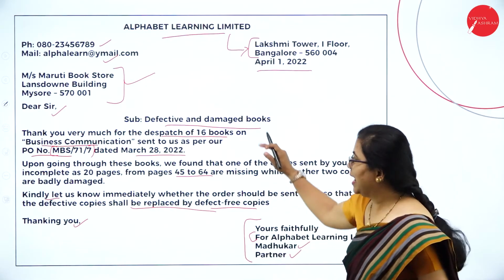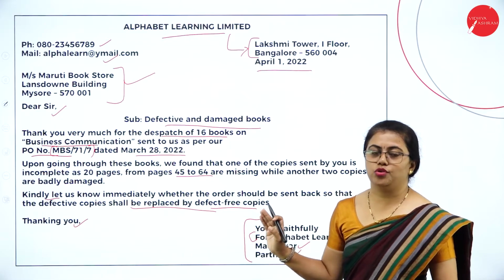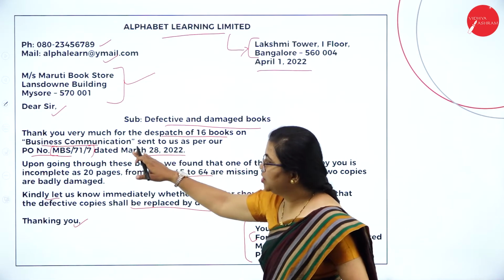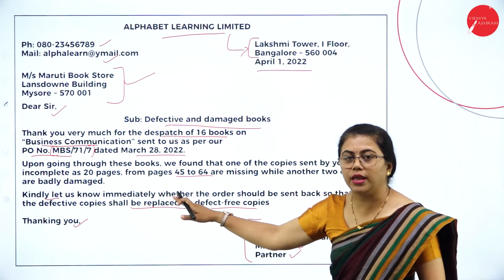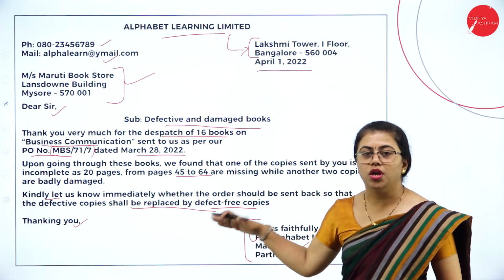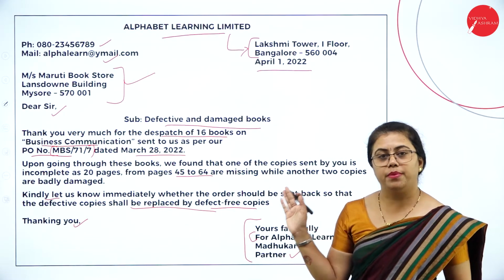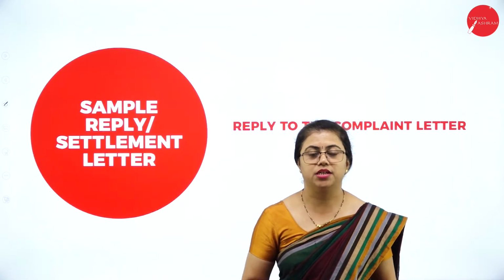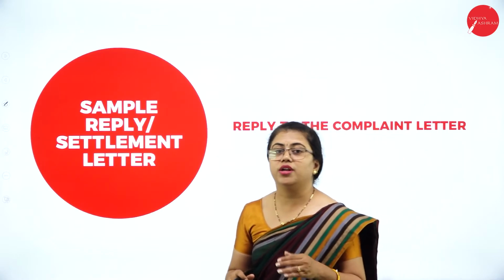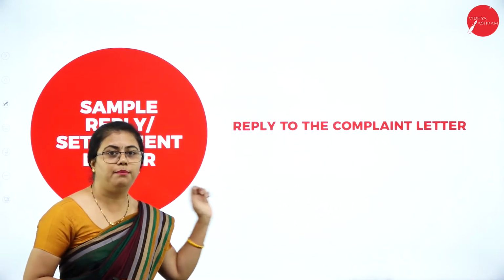Okay. So look at the language. It is very formal. At the same time, it is very courteous also. Okay. And all the details are very much clear. Which book you're talking about, which is the order number you're talking about, and what has happened and what you want them to do. What are you expecting them to do? Fine. So this is the best letter you can write. Okay. So now we'll move on to a sample reply letter or a settlement letter. Fine. How do you write a reply to the complaint letter?